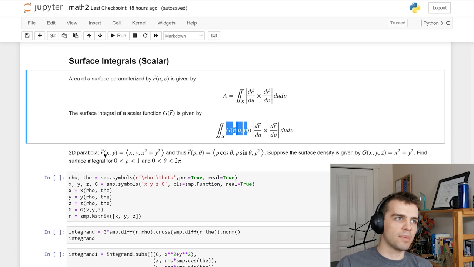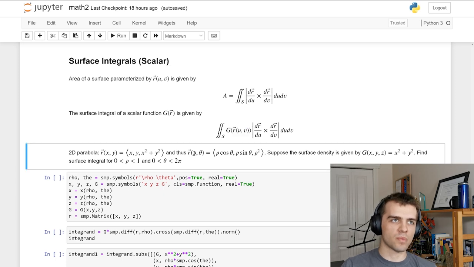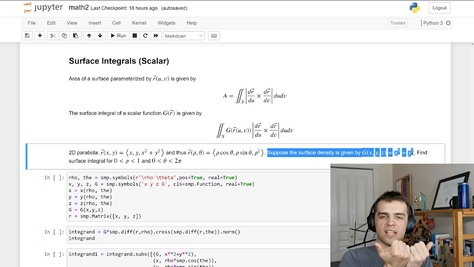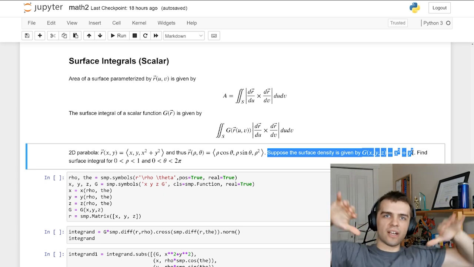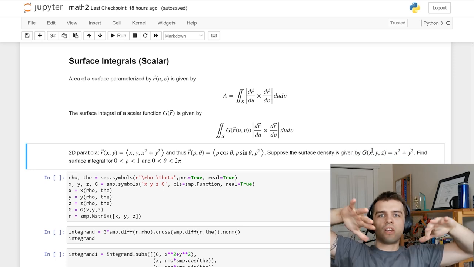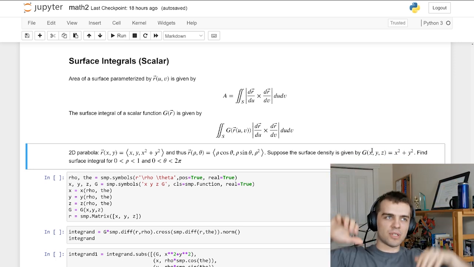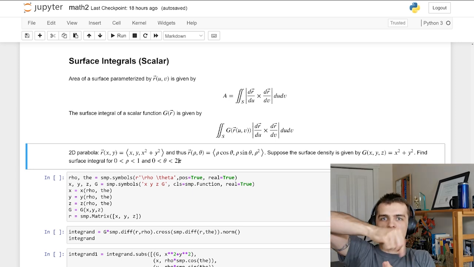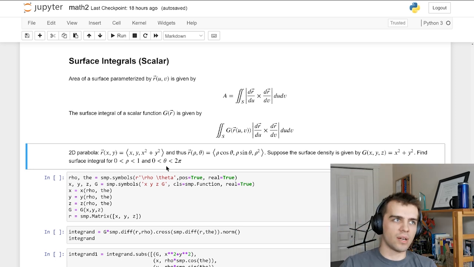So for example, I might have a 2D parabola. r of x,y is x, y, and then x squared plus y squared. I can also do this in polar coordinates, where rho is the radius. So r of rho, theta is another way to use two variables: rho cos theta, rho sin theta, and rho squared. And I suppose that the surface density is given by g of x,y equals x squared plus y squared. That means I have a parabola that looks like this, and the farther I get from the origin, the higher the value of g is. So if this were density, it means the farther you get up the parabola, the more dense the material is. And I want to integrate over 0 less than rho less than 1, and 0 less than theta less than 2 pi. So I'm just choosing a circle, and that's the area of the parabola I want to integrate.